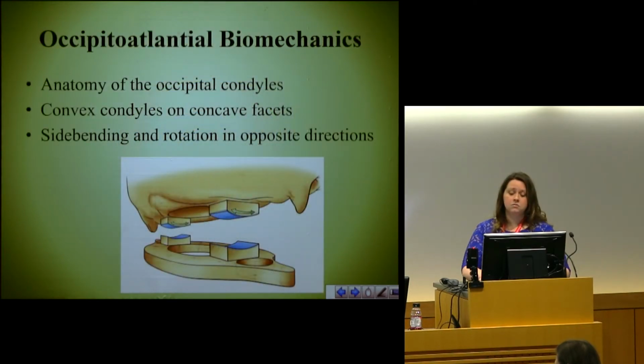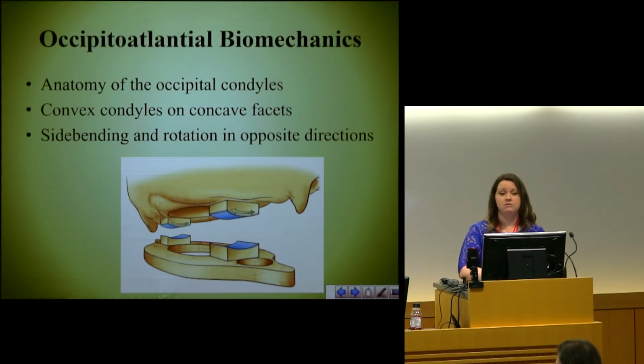So, anatomy and the biomechanics of the OA joint. You have convex condyles on concave facets causing what we call a type 1 motion. So it's a side bending and rotation in opposite directions. If you were to move your head, side bend and rotate in opposite directions, that's one of the key markers that tells me it's your OA joint versus the lower cervical joints, which have a different type of motion. That's how you can identify the difference between the two.